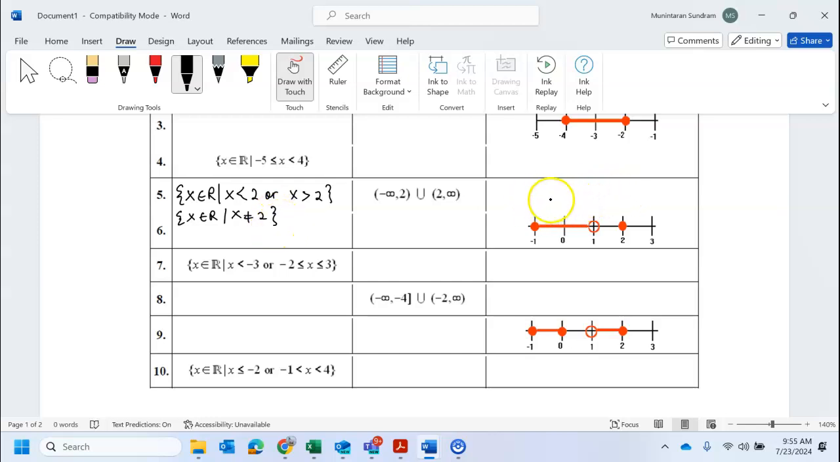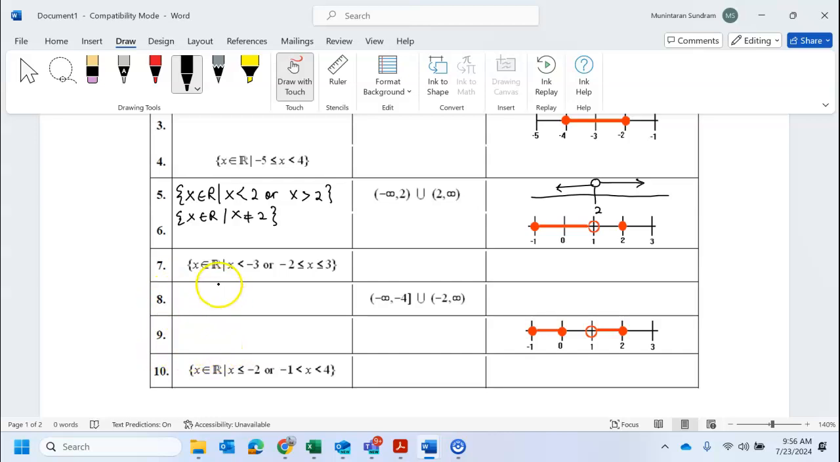In the number line, you're going to have two empty bubbles, one going to the right and of course one going to the left. Okay, empty bubbles going to the right and left.